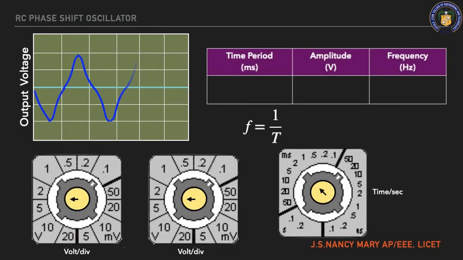Now we will see the same thing in the CRO. So we will get the waveform. Now if I am measuring the height, it is the amplitude, it is 4 into 2, 8 volt. Then I am going to measure the time period. It is around 2.5 into 2 millisecond, which gives me 5 millisecond, which gives me 200 hertz. It's more or less equal to your theoretical frequency.